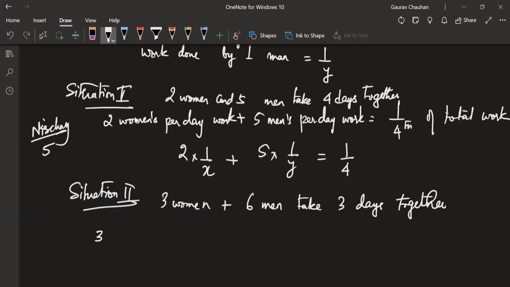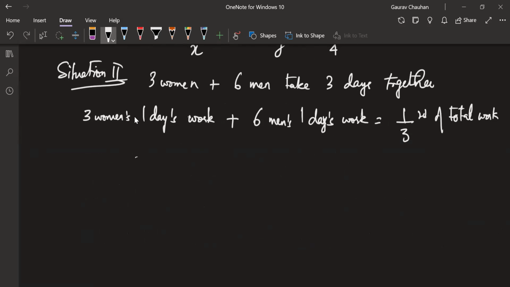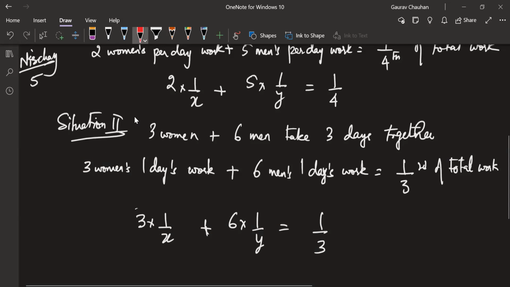Therefore, 3 women's 1 day's work. How much are 3 women doing in 1 day? Plus 6 men's 1 day's work. How much are 6 men doing in 1 day? Together, how much work are they doing? They're doing 1/3 of total work. That's basically 1/3 of 1. We have assumed total work as 1, right? So that gives me 3 into 1 by x plus 6 into 1 by y is equal to 1 by 3. That's all. Okay. This is equation 1.